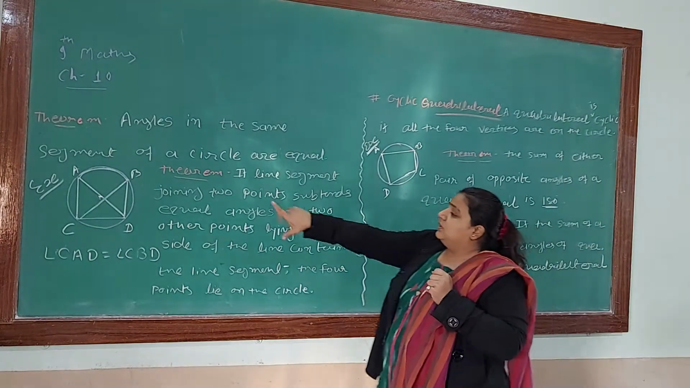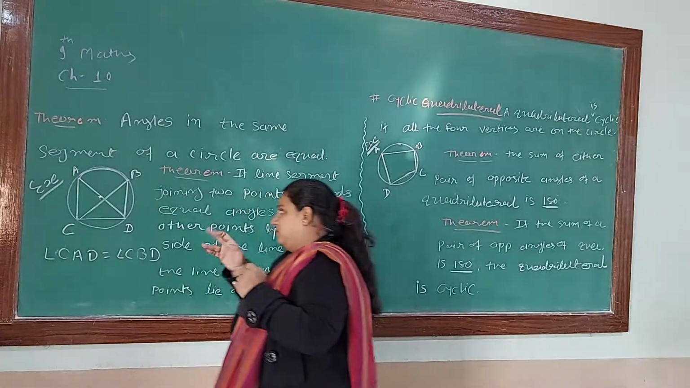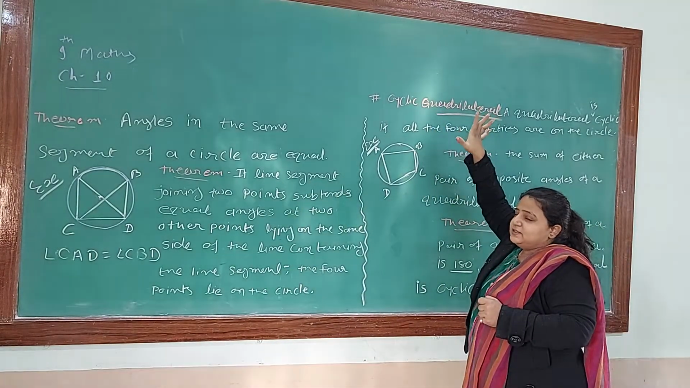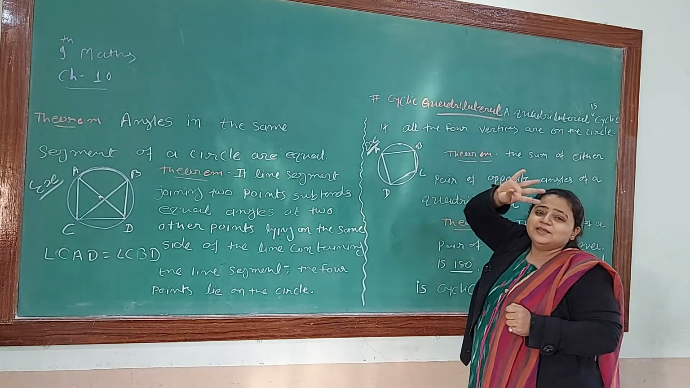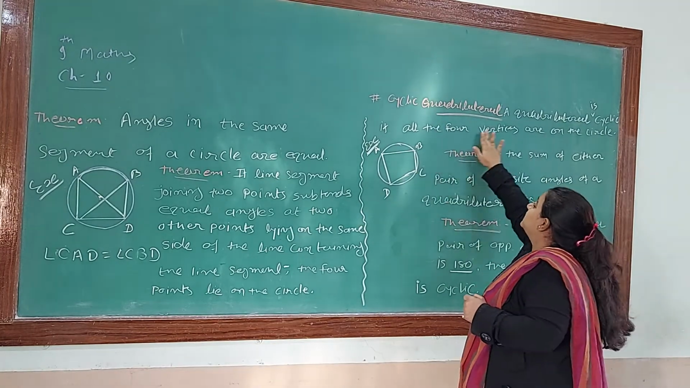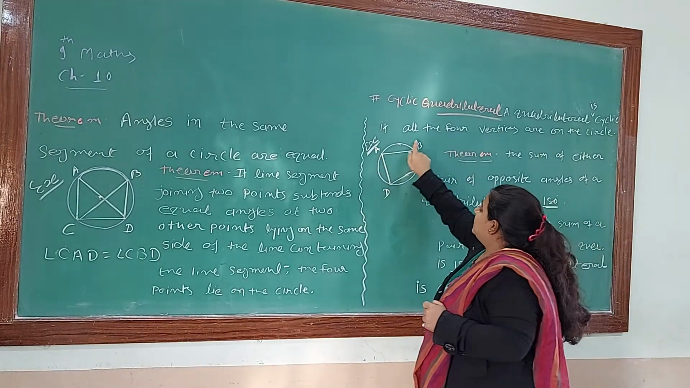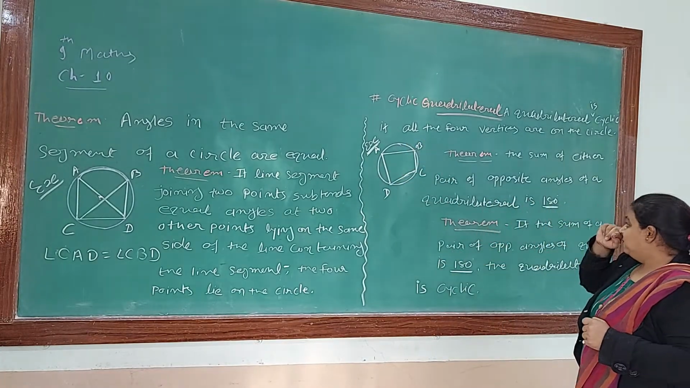That is the example. For both of these theorems, we will use the same diagram. Okay, cyclic quadrilateral, very easy. If 4 vertices are on the circle, that means it is a cyclic quadrilateral. Here is the example A, B, C and D. This is known as a cyclic quadrilateral.